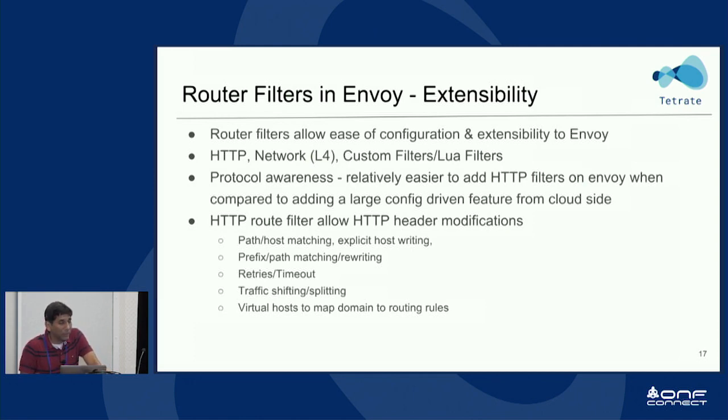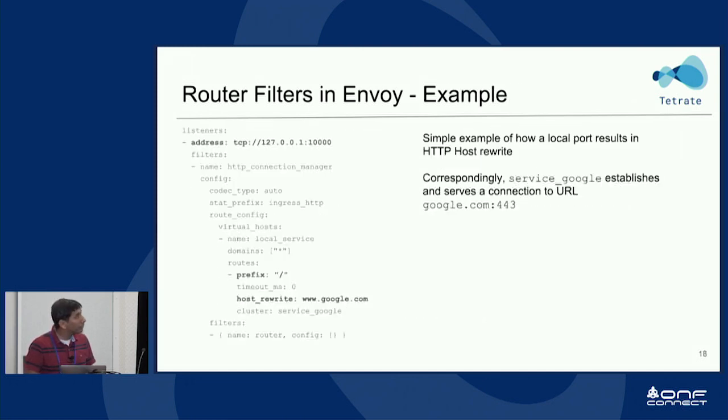Router filters are a way to support extensibility. You have network and HTTP level filters that can be programmed, and you can, for instance, have HTTP path matching and prefix matching kinds of filters. In fact, the community encourages several people to come forward and build L4 and L7 filters to make it much more extensible. So that's the whole point here. You can even add custom filters on top of HTTP.